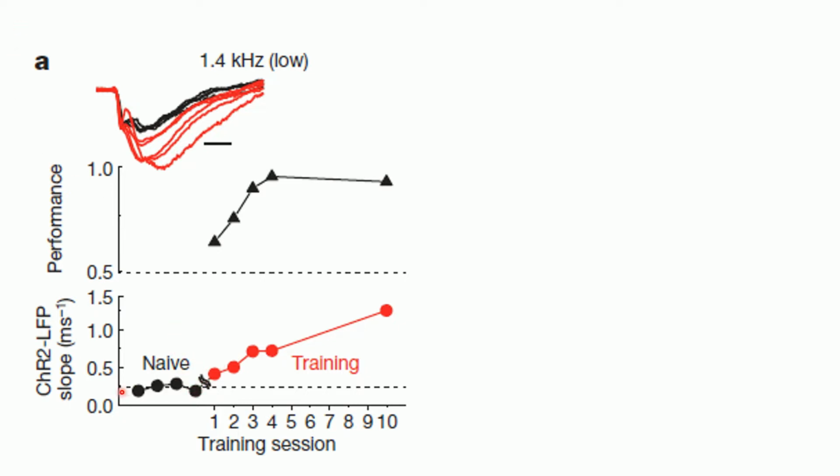You can see in this curve that the channelrhodopsin-2 local field potential slope starts off without learning at a level like this, and then over days of training sessions it increases. And this is the plots of that local field potential changing over those different training days.